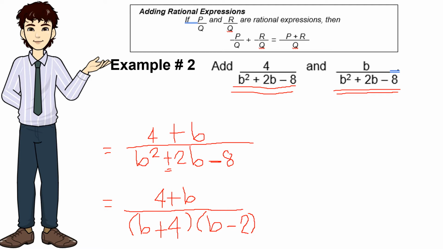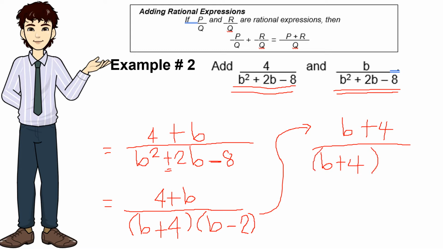Ngayon, we have within the numerator 4 plus b. This can be written as b plus 4. So, pwede natin isulat siya as b plus 4. Yung 4 plus b, pwede natin isulat na b plus 4 all over b plus 4 and b minus 2.